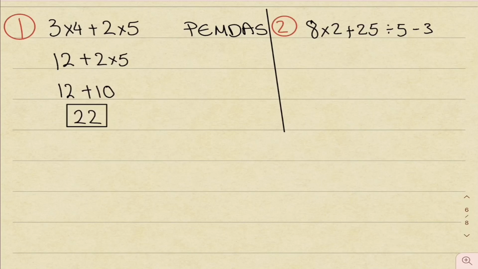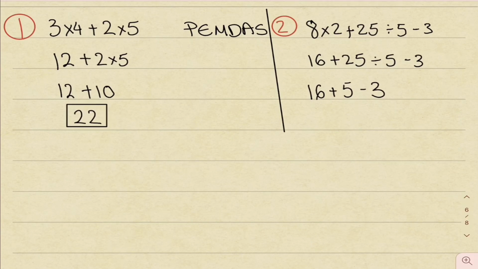I'm going to start with multiplying. I have 8 times 2. 8 times 2 is 16. And then I'm just going to rewrite the rest. Plus 25 divided by 5 minus 3. Now I have addition, division, and subtraction. Of course, division goes before addition and subtraction. So I'm going to go ahead and divide 25 divided by 5. So I'm going to rewrite 16 plus 25 divided by 5 is 5 minus 3.